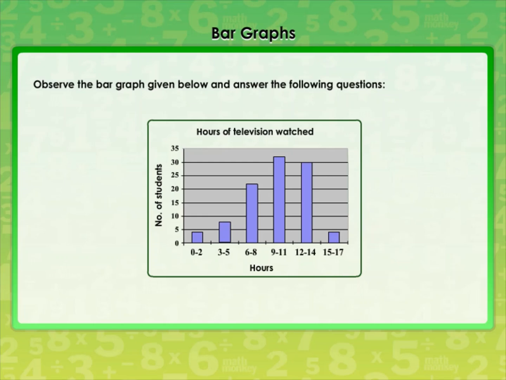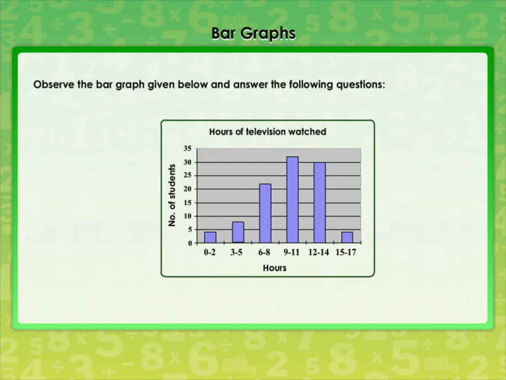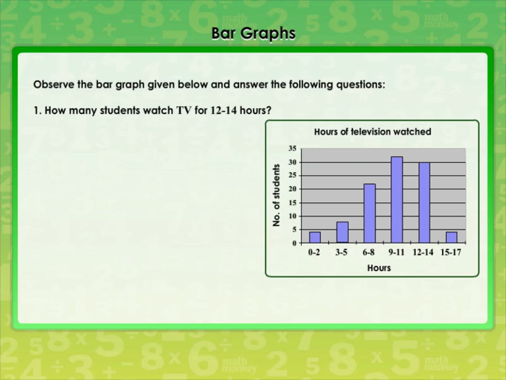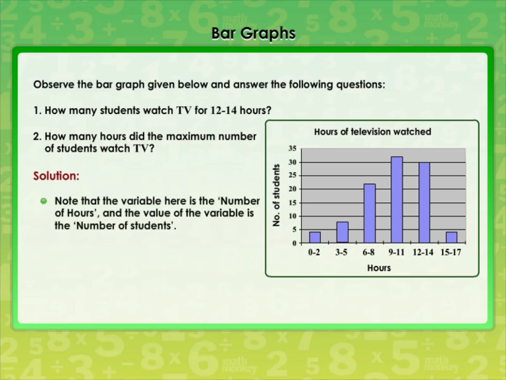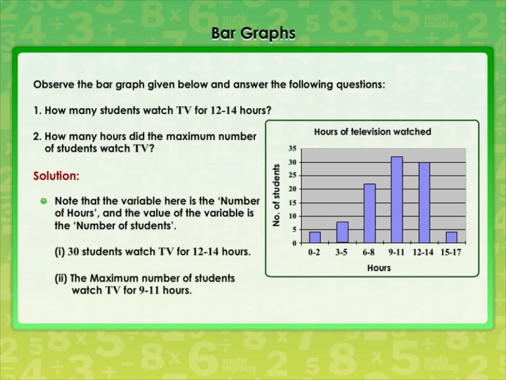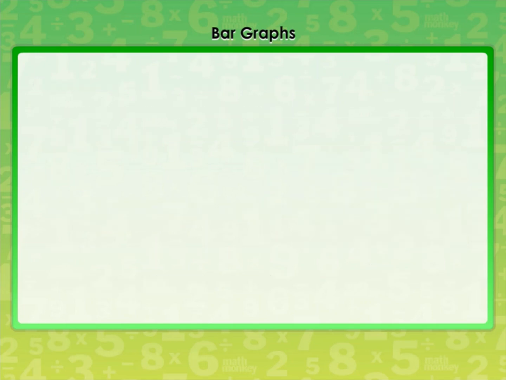Observe the bar graph given below and answer the following questions. A. How many students watch TV for 12 to 14 hours? B. How many hours did the maximum number of students watch TV? Solution. Note that the variable here is the number of hours, and the value of the variable is the number of students. So, 30 students watch TV for 12 to 14 hours, and the maximum number of students watch TV for 9 to 11 hours.